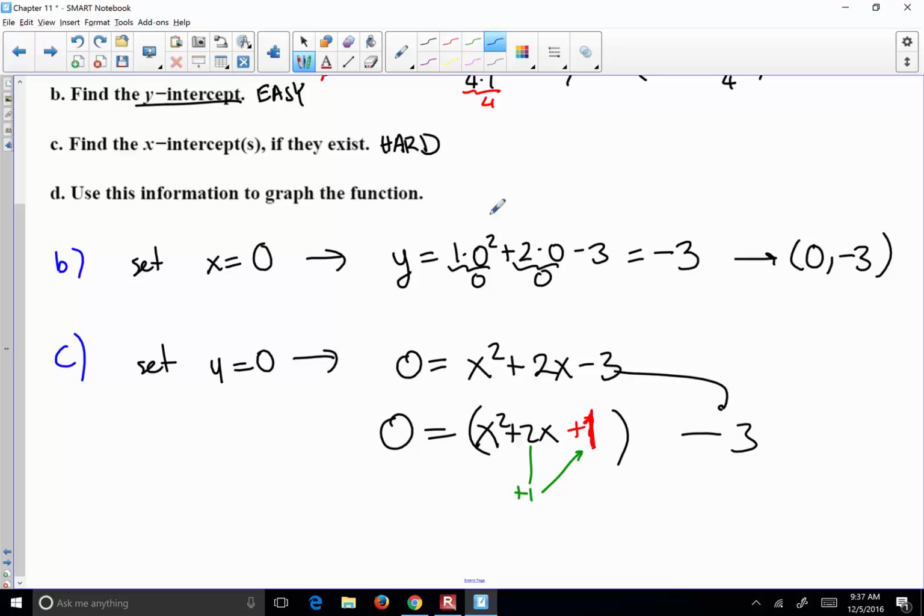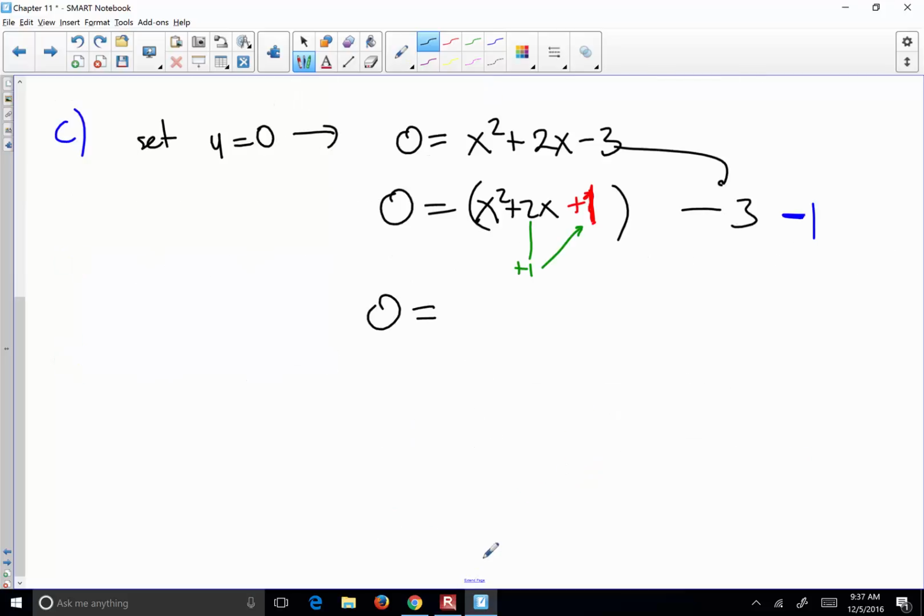Okay, but when you add a number here, you need to subtract another number here. What number do we subtract? 1. You take this number off here so things can stay in balance. Okay, now what does this turn into? It turns into square of what? X and 1, right? This green number always. And this is minus 4.